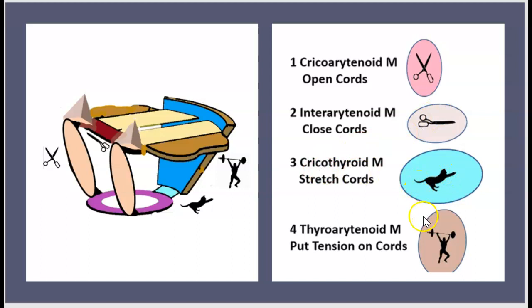Here we have a T-Rex stretching his jaw. You can use that as reference to stretching cords. That is going to be the function of the cricothyroid muscle, which is located right here. It's the blue right here. And finally, the thyroarytenoid muscles. They put tension on the cords. You can just think of an athletic Olympic lifter. There's a lot of tension whenever they're doing sports. So I just like to use those visuals to remind me when I'm thinking of muscles.